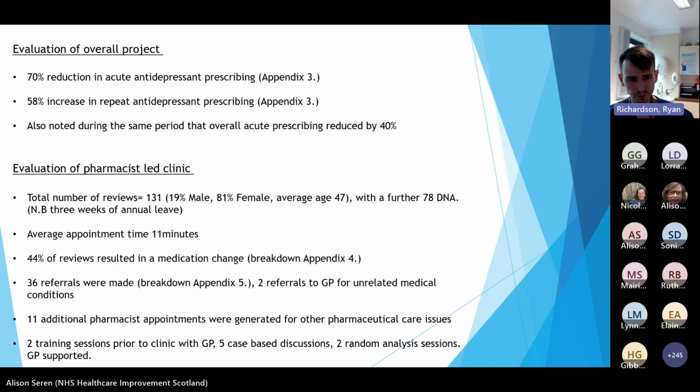Next slide, please. So what we saw as we went through was a really great improvement in our prescribing. So we had a 70% reduction in our acute antidepressant prescribing, with a 58% increase in our repeat antidepressant prescribing. And we also had a general overall reduction in our acute prescribing by 40%, which I think really came out of thinking about other drugs that we were prescribing on acute and how we could tighten up the way that we're dealing with those. So naturally that just fell into place. It wasn't that we ran specific projects for them.